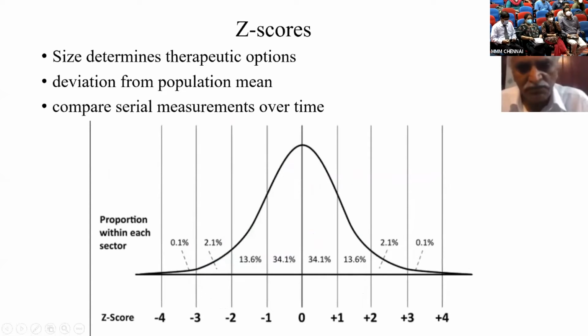Z-scores were developed to determine options for management when cardiac structures increase in size with growth. How much does the measurement deviate from the population mean? This is the mean. How much does it deviate, by 1 or 2 standard deviations? That is the Z-score. It helps to compare serial measurements over time.